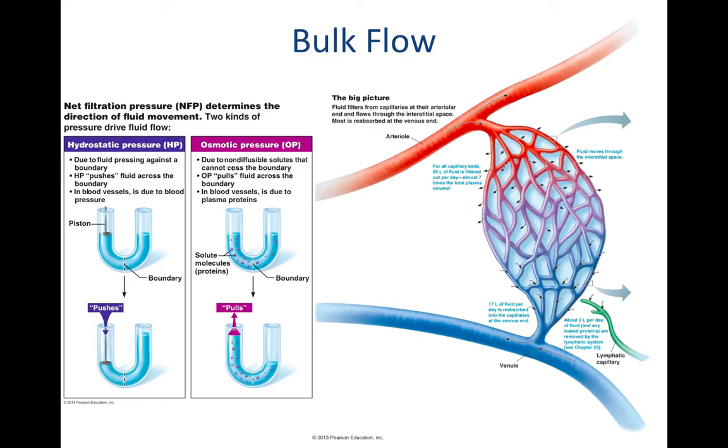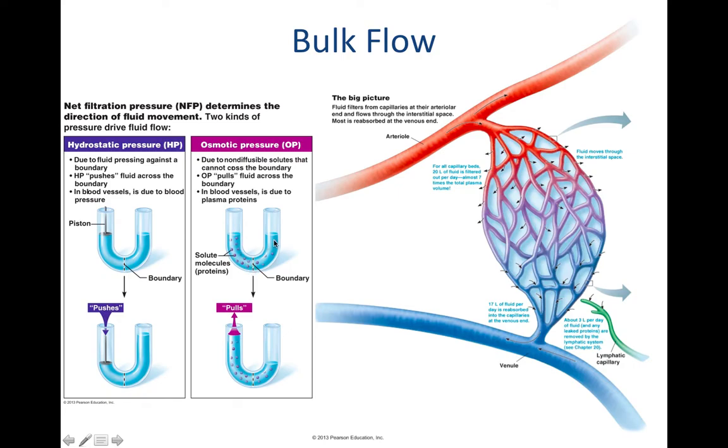They're too big to be filtered. Remember that plasma proteins are very important for maintaining blood colloid osmotic pressure. Colloid refers to protein. And let's review what osmotic pressure is. Osmotic pressure is due to solutes, such as our plasma proteins, that cannot diffuse across a boundary. The boundary, again, is our cell membrane, our plasma membrane.